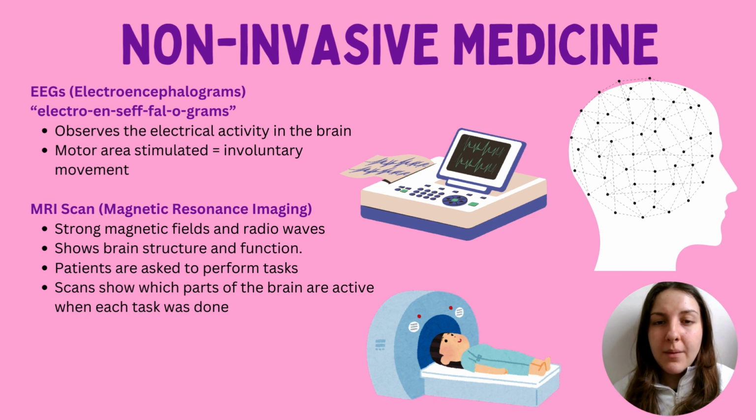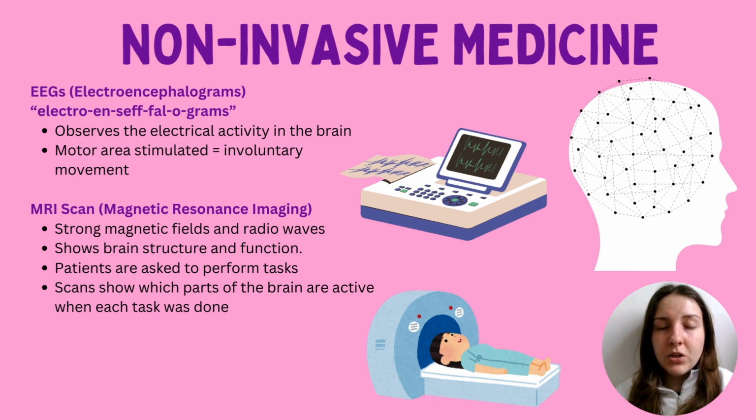We also have MRI scans, so magnetic resonance imaging. I did talk about MRI scans in a previous video, the physics behind some medical imaging, so I'll leave that for you in the description box, or I'll link it at the end or in a card. But essentially, this uses strong magnetic fields and radio waves, and it helps us to image a 360 3D image of the structure of the brain. And it also helps us to see the function of the brain.